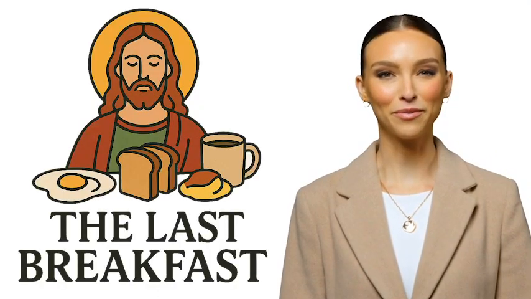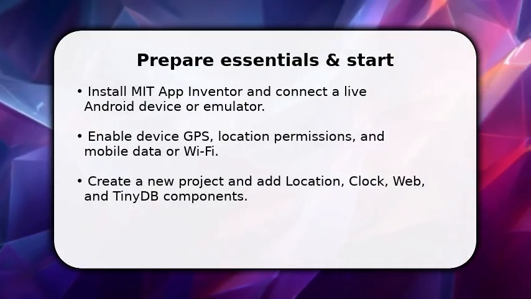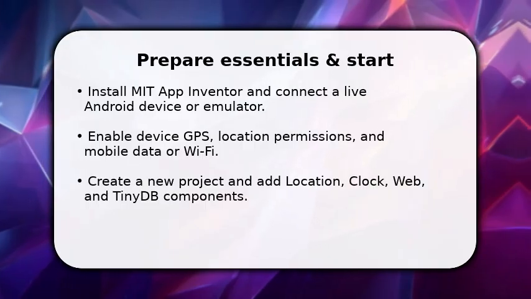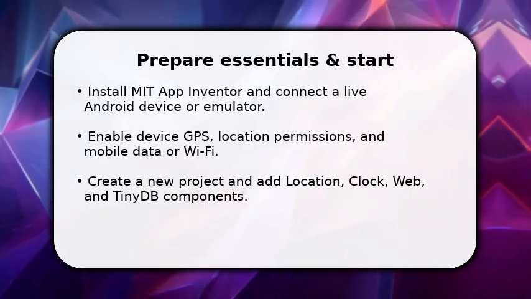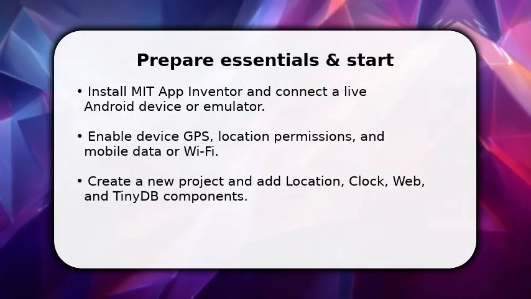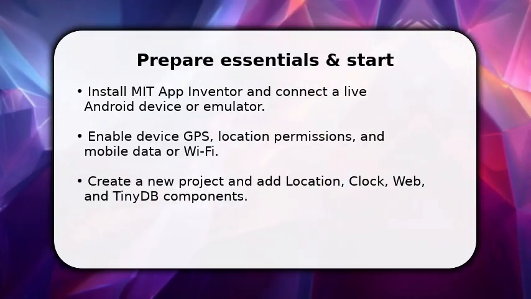Please enjoy the video. You begin by gathering essentials: MIT App Inventor, an Android device, and location enabled. Open a new project and immediately place the location, clock, web, and TinyDB components on the viewer. This is necessary to read coordinates, timestamp them, send them, and store locally.